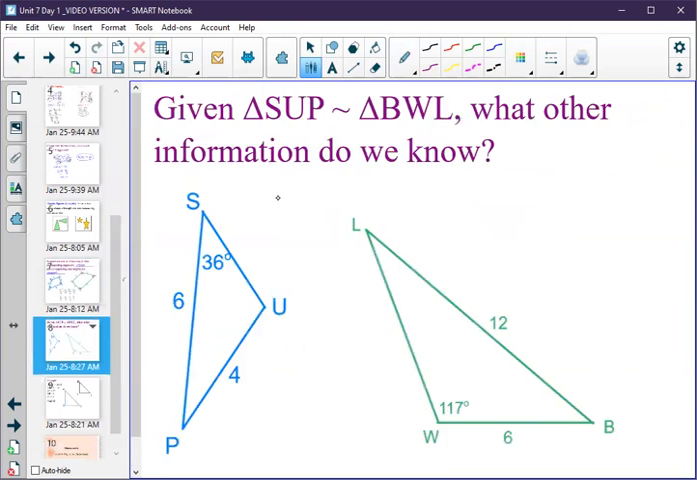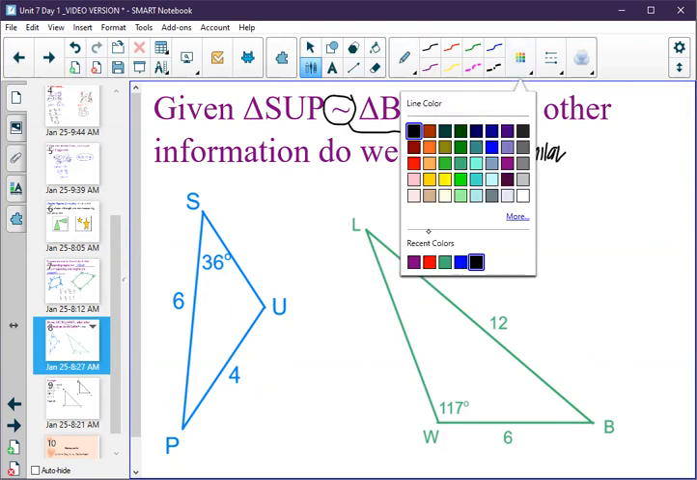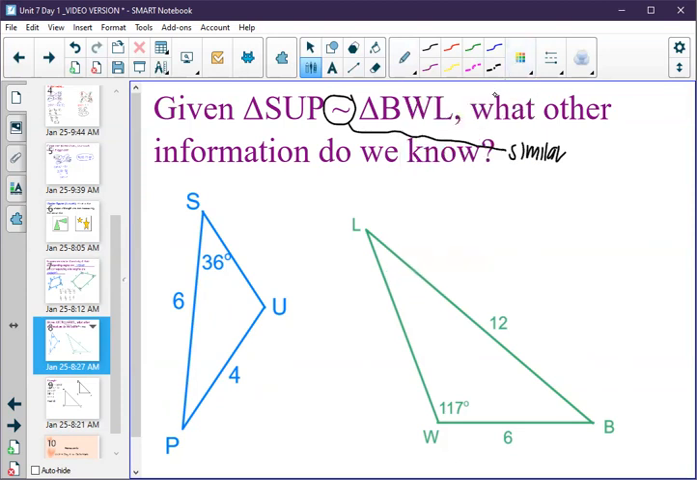So here we have two triangles. Like I said, we're going to be looking a lot at similar triangles in this chapter, this unit. So given triangle SUP, this is the symbol for similar that we use. So a little squiggle, this means similar. Triangle BWL, what other information do we know? So just like when we talked about congruent triangles, I didn't just name these triangles in any way that I wanted to. I named them in a very particular way. You have to pay attention to the order of the letters because it tells you the corresponding parts.